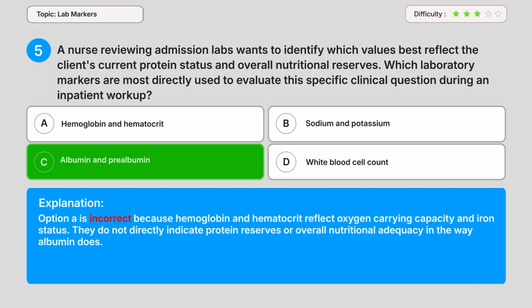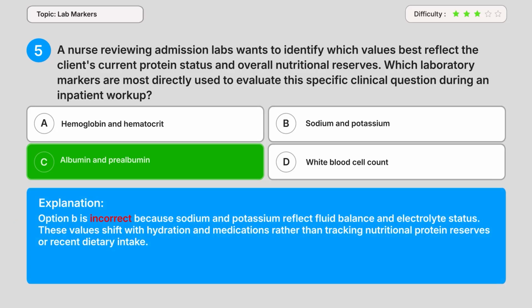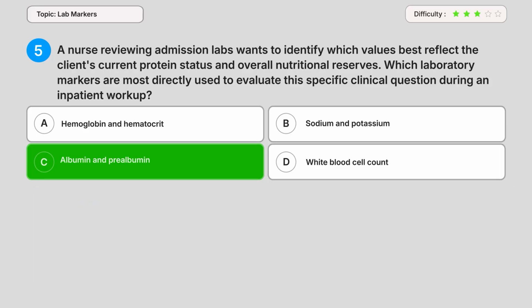Option A is incorrect because hemoglobin and hematocrit reflect oxygen carrying capacity and iron status. They do not directly indicate protein reserves or overall nutritional adequacy in the way albumin does. Option B is incorrect because sodium and potassium reflect fluid balance and electrolyte status. These values shift with hydration and medications rather than tracking nutritional protein reserves or recent dietary intake.